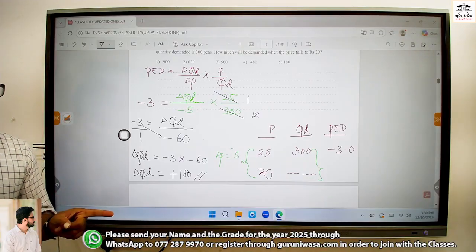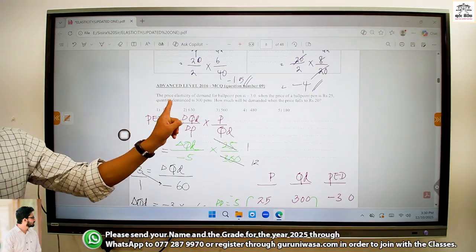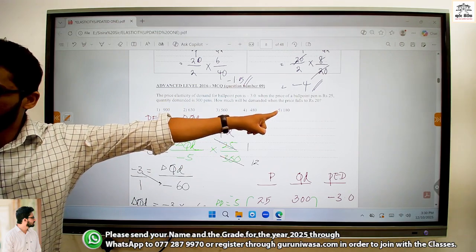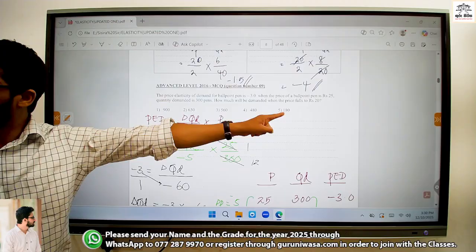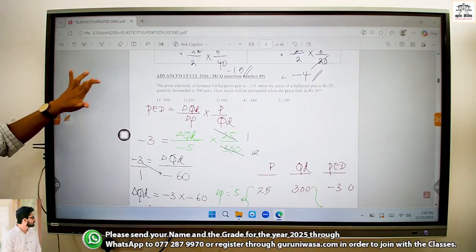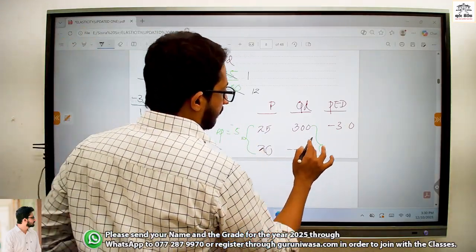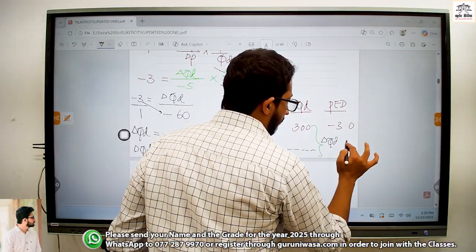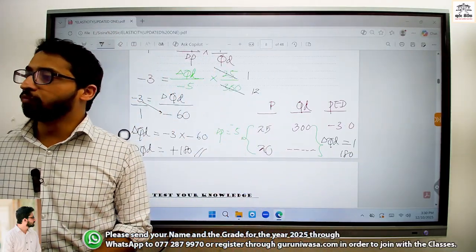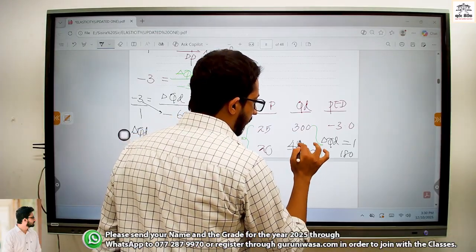Okay, Lamai. But this is not the answer. Look at the board, Lamai. You have been given 5 answers, and 180 is there. So be careful. 180 is not the answer. They ask for the new quantity demanded. Here delta QD is 180. It means quantity demanded increases by 180 when price falls by 5 rupees. So here, Lamai, the new quantity demanded should be 480.